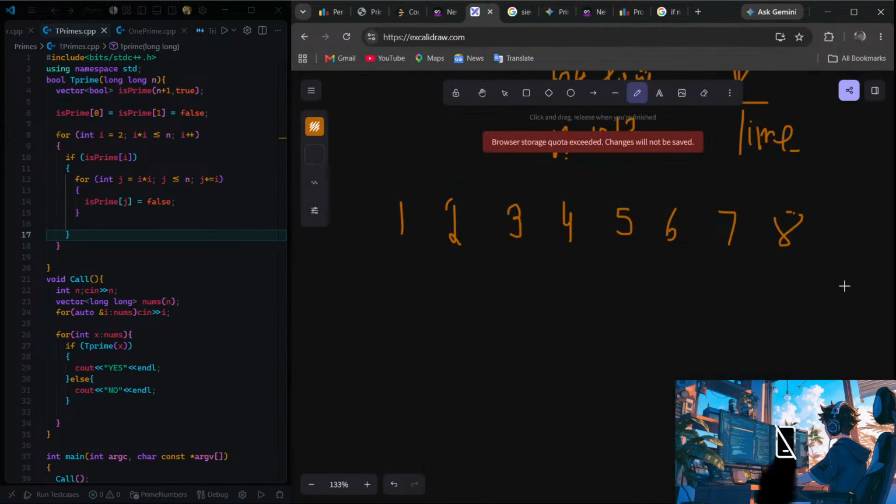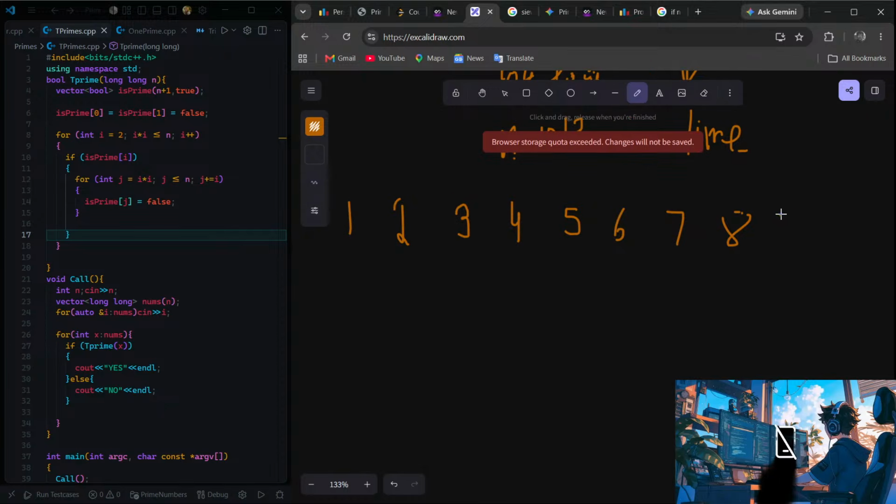Okay, so I will get 8 and 9 here and 10 here, right? I will get 10 here. So I know that 1 is not a T prime, 2 is also not a T prime. So I will mark this, and 3 is also not a T prime. So every number that is less than 3 will not be a T prime.